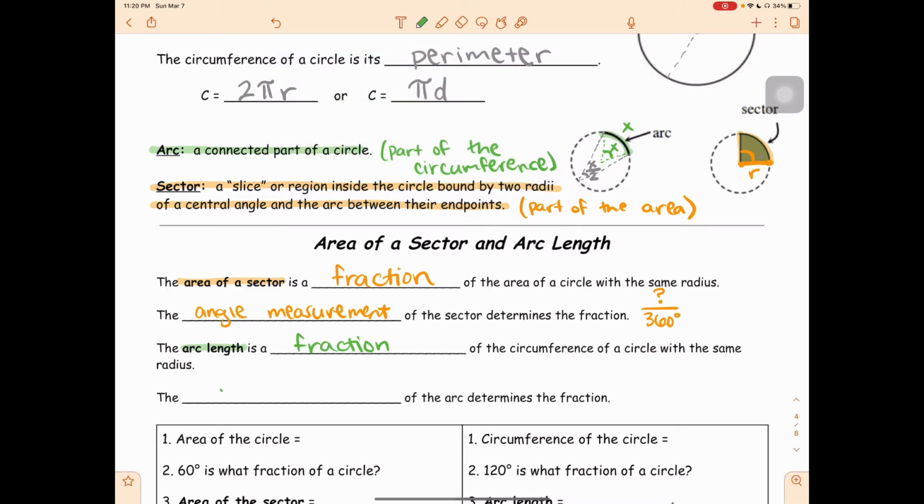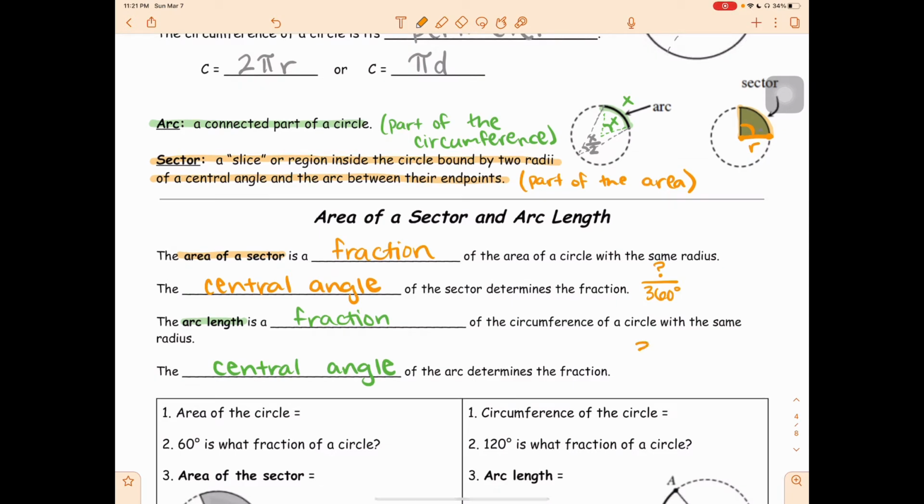So what we can specify here is that the central angle of the arc determines the fraction. And in all honesty, I should probably specify that here as well, just so you know exactly what angle I'm talking about. Here as well, it is the central angle that determines the fraction. So the central angle is right here, okay? Wherever the center is, that's where the central angle is.